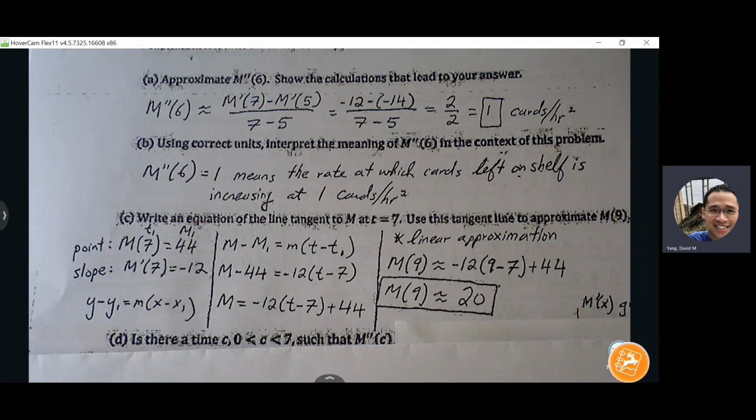Okay, so now that we have our tangent line equation, we can use whatever value they want us to approximate. So I'll put in a different t value into our tangent line equation, and we get our approximation.